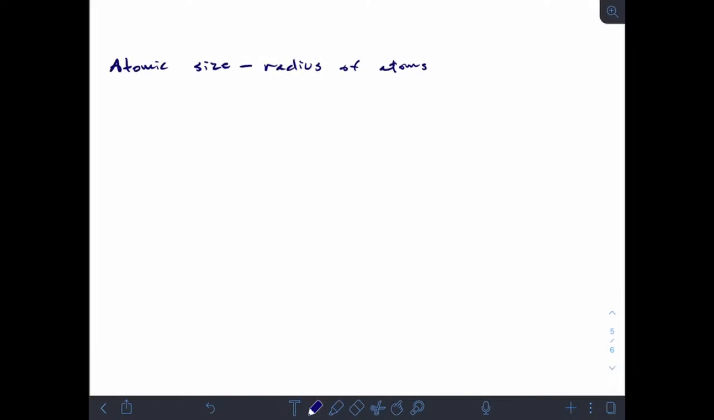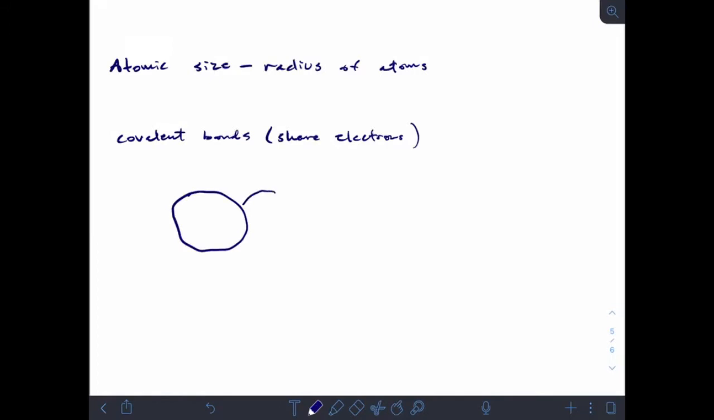We can talk about covalent bonds, which share electrons. In a covalent bonding situation, I'll have atom number 1, and then atom number 2 kind of blends over the edges. So I'm going to measure from the center of each. I have a distance L, so 1/2 L equals a covalent radius.